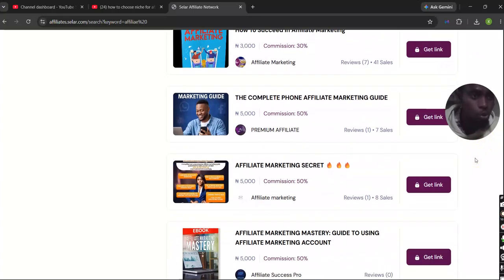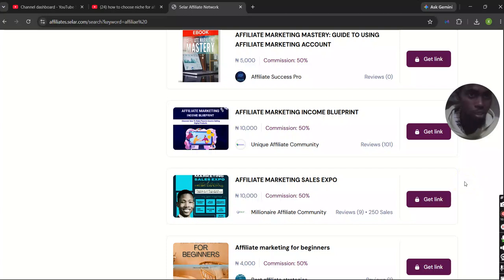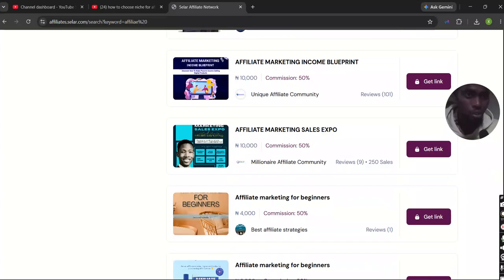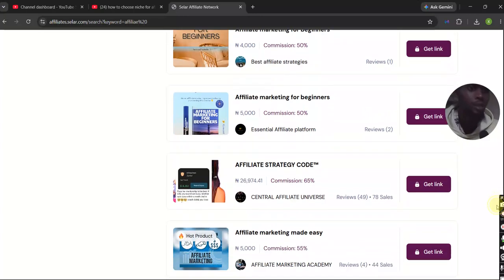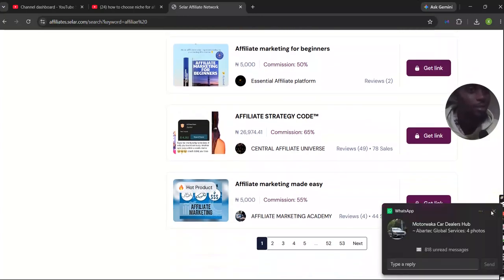Now, for the sake of the fact that you want to promote something, you need certain resources. Look at this particular product with 101 reviews. This affiliate marketing sales expo is 50% and sold 250. These are hints. Of course, it doesn't mean that it will work for you, but if it can sell this much, basically because the owner or certain people are promoting it, you can take a hint to actually promote it. And I'm going to give you a big analysis of how all of these things happen. Now, you see, this is a product about $10, 250 sales, 9 reviews. I think one of the things in Africa is that people hardly leave reviews.